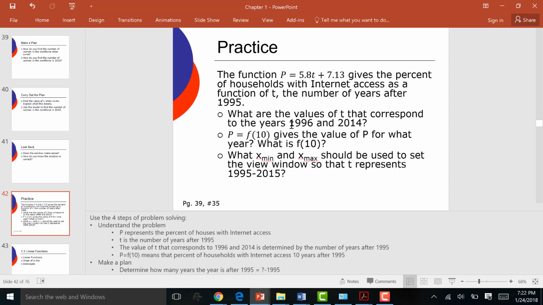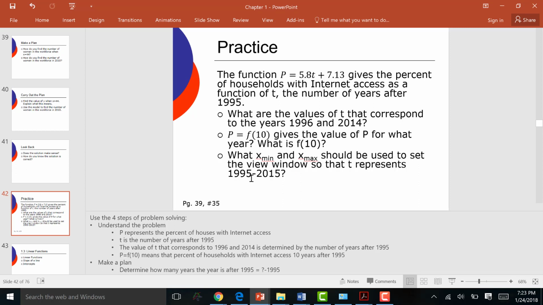Go ahead, I'm listening. But we're talking about the years after 1995, so it would be one. Well, you could say one if we had put this as 96. If I had said 1996, that would have been a 1. But how many years is 1995 after 1995? Oh, 0.